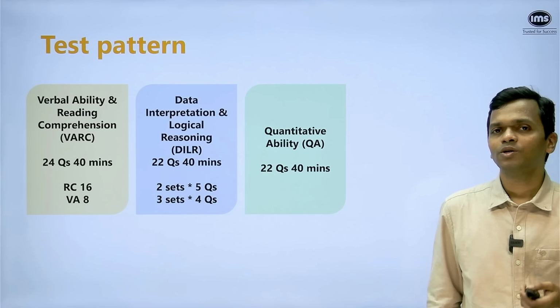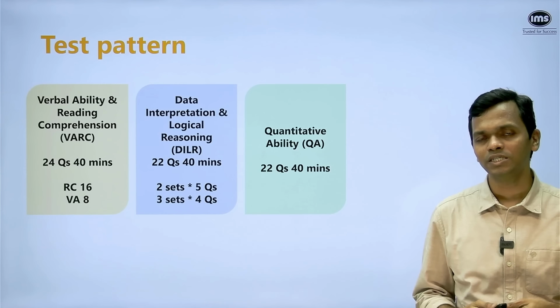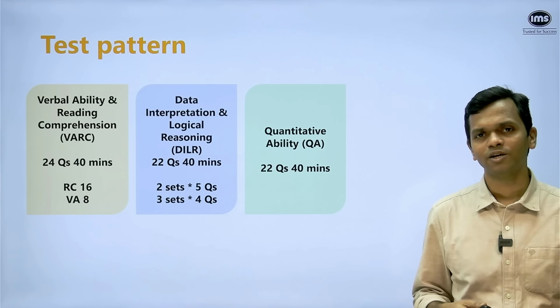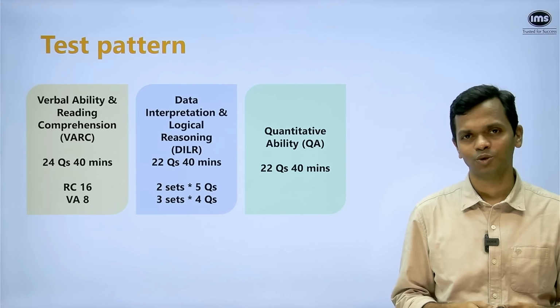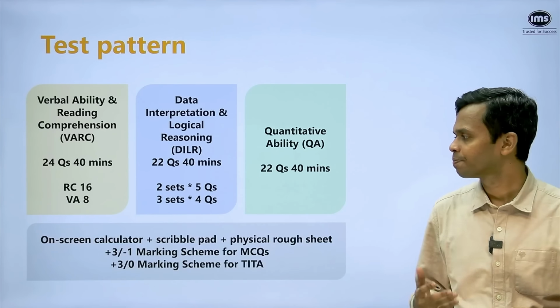And then finally, you have the QA section. Now in the QA section, you have 22 questions in 40 minutes, and we'll be talking about the syllabus in one of the future videos. So you'll get an idea of what exactly happens in each of these 3 sections. But for now, this is very simply the mathematics section.